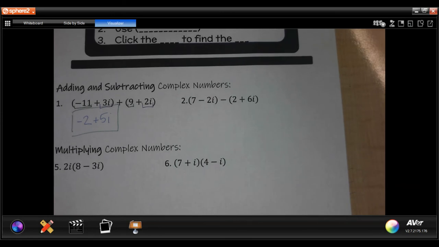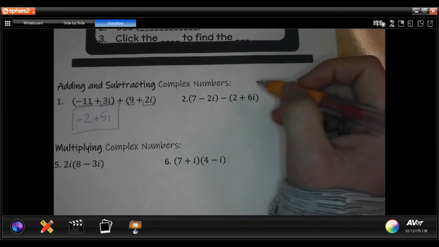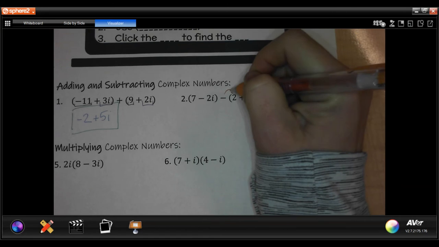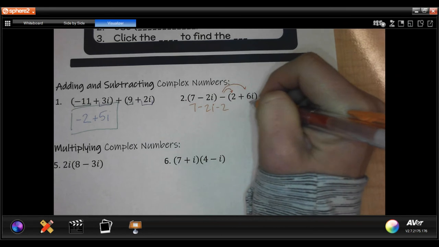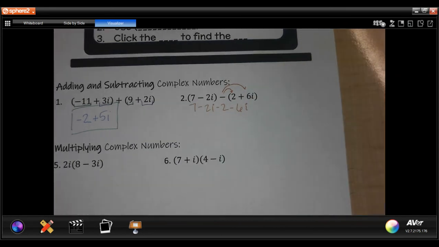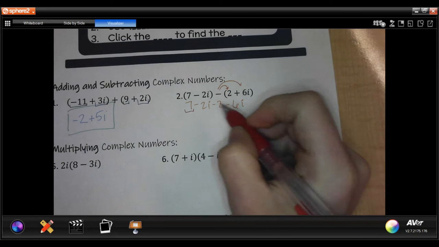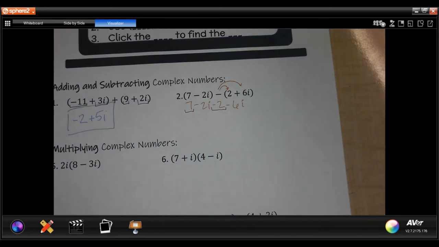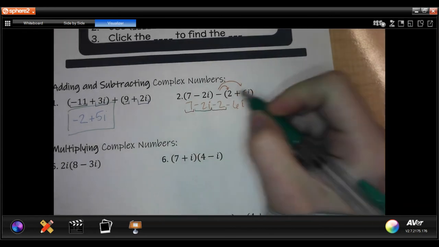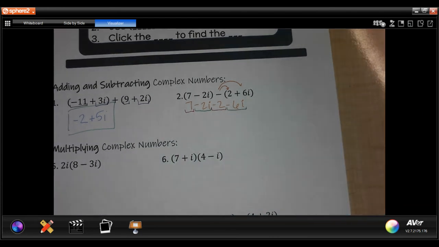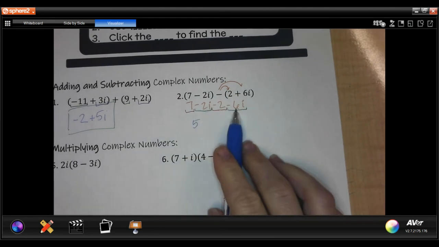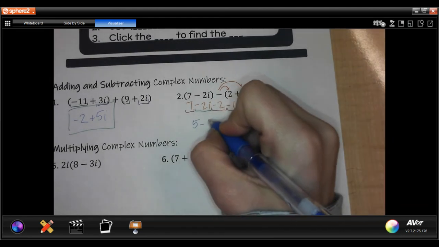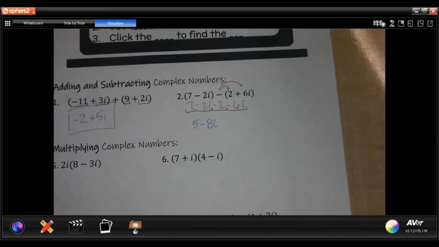Okay, with the subtraction, you have to remember that this minus sign applies to both. So really, we've got 7 minus 2i minus 2 minus 6i. Combine our like terms. We've got 7 minus 2, and negative 2i and minus 6i. So what do we have? 7 minus 2 is 5, minus 2i minus 6i gives me minus 8i. And that is your final answer.